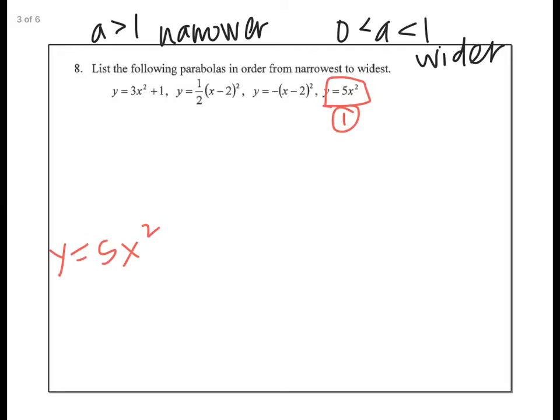Next one would be this 3x squared plus 1. We only care about the a value, which is that 3. So that would come next. Y is equal to 3x squared plus 1. That would be 2.